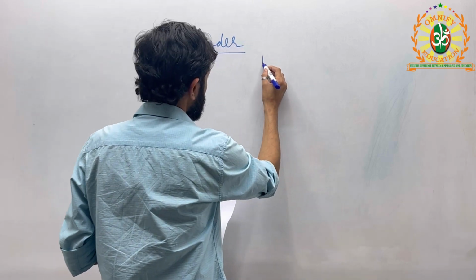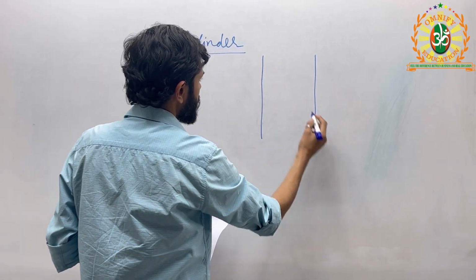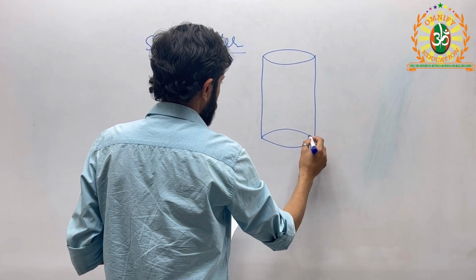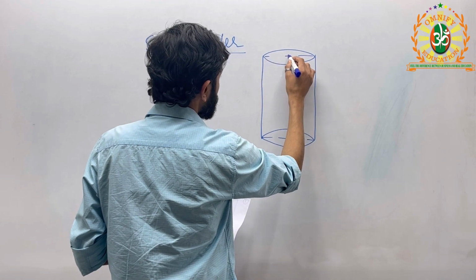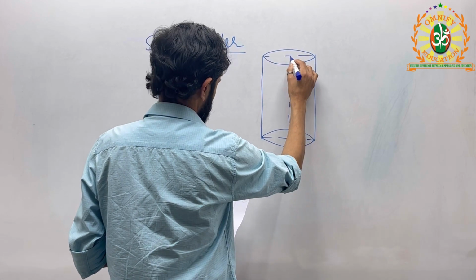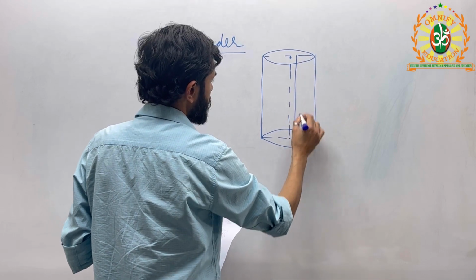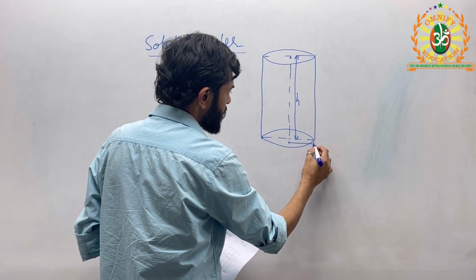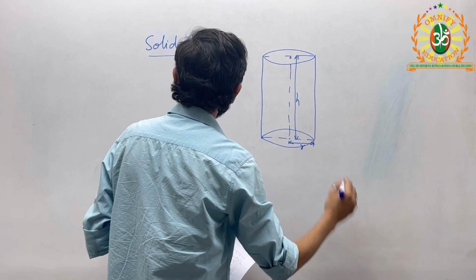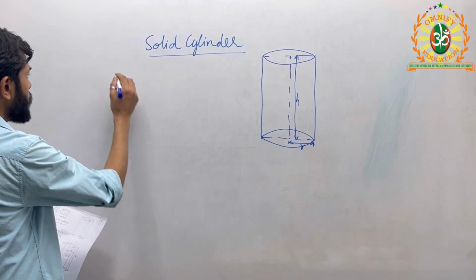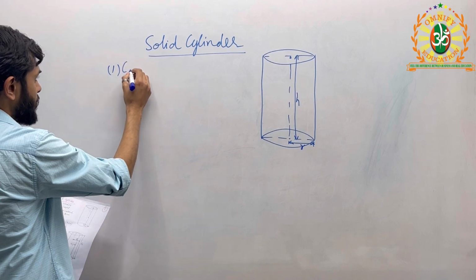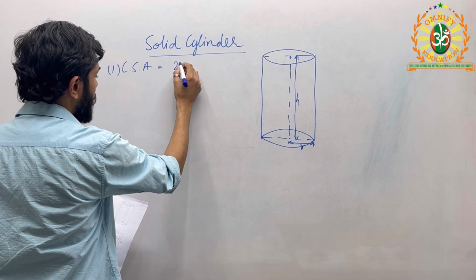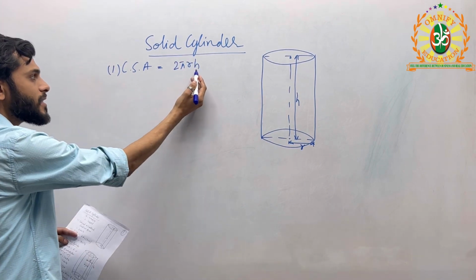So this is a solid cylinder. This would be the height of the cylinder, denoted by small h, and this would be the radius of the cylinder, denoted by small r. First of all, the curved surface area, also known as lateral surface area, would be 2 pi r h, where r is the radius and h is the height.